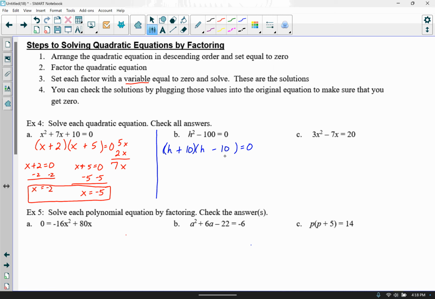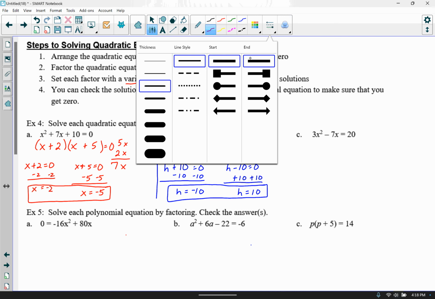Signs on these, plus and a minus. Both of them have letters with them, so they both get set equal to 0. So h plus 10 equal to 0, h minus 10 equal to 0, and solve for h. So pull that 10 over. One of my answers is -10. Pull that 10 over. The other answer is +10. And those are my two solutions. Okay. And then let's do letter C over here.